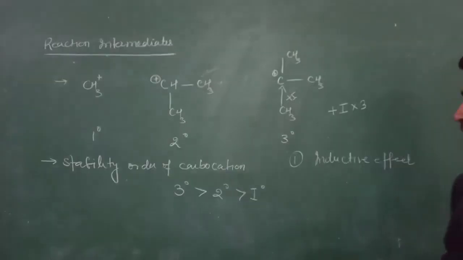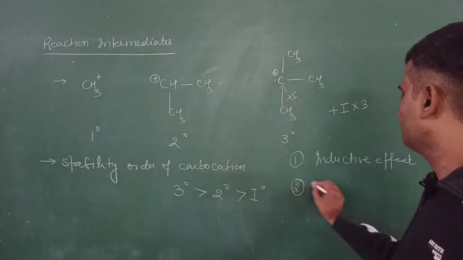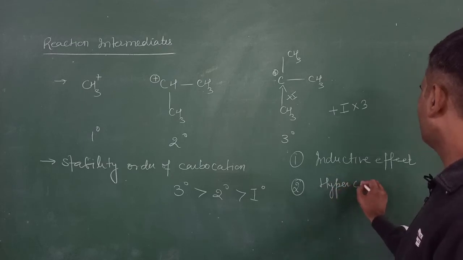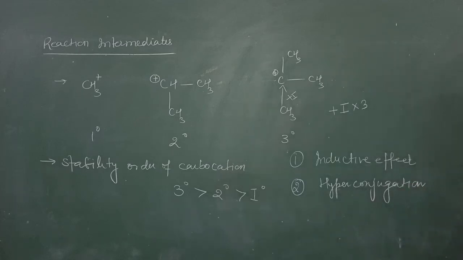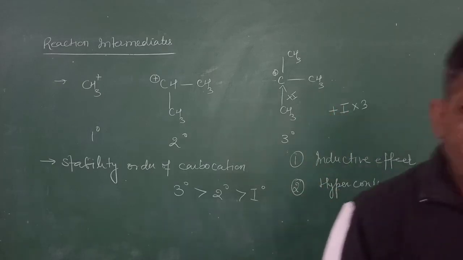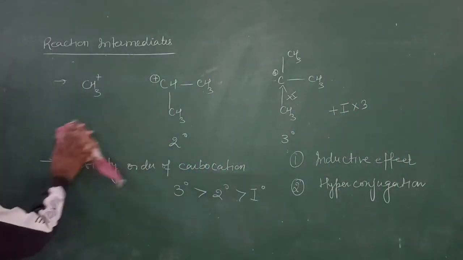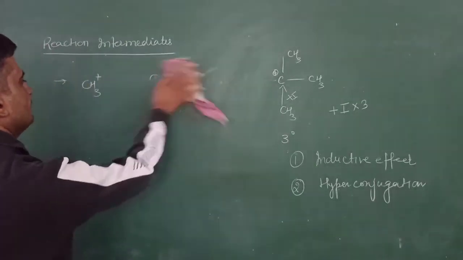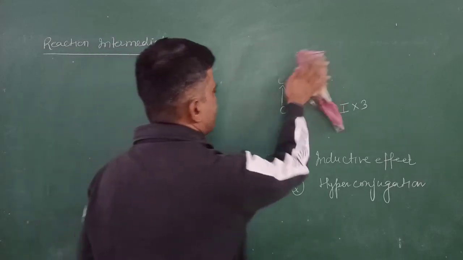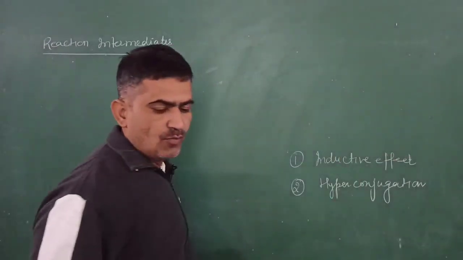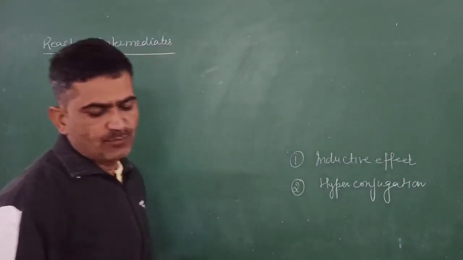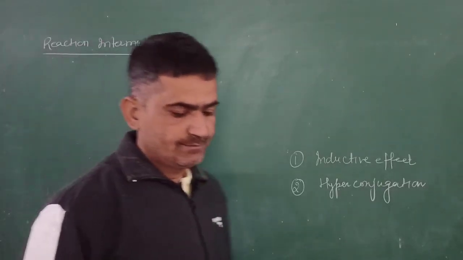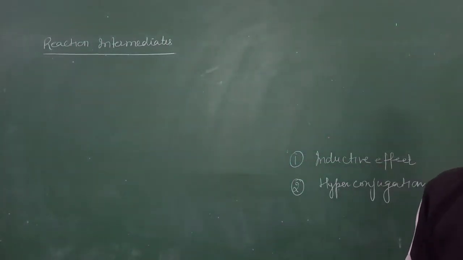Second, we can explain the stability of this carbocation by means of hyperconjugation. The more the number of alkyl groups, the more will be the hyperconjugative structures. We will take the example of the secondary butyl carbocation.